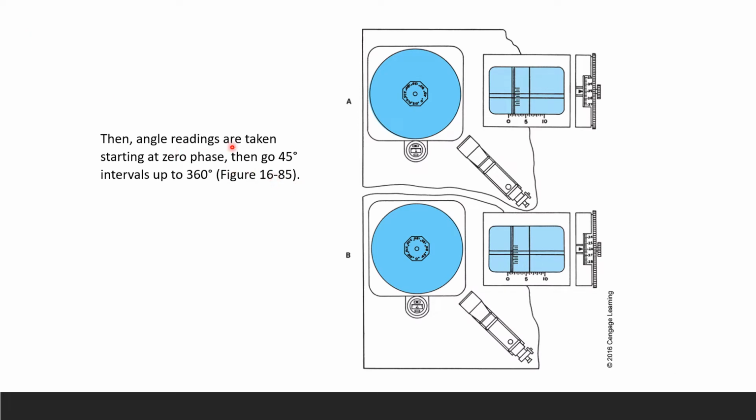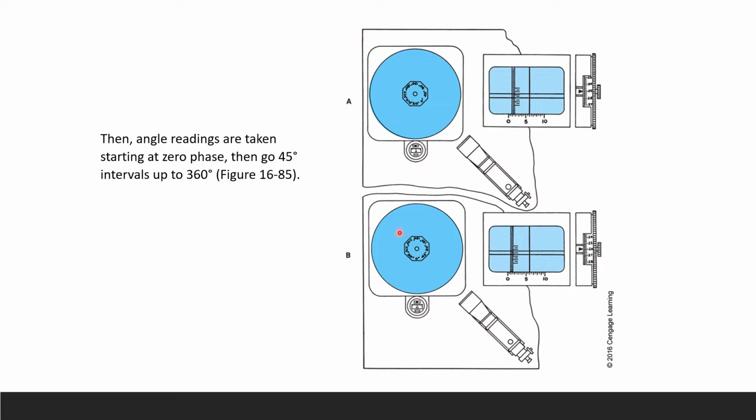Alright, then angle readings are taken. Our purpose in using this optics is to read the angle. Alright, in part 3, angle readings are taken, starting from your 0 phase and then going in 45 degree intervals all the way to 350 degrees.